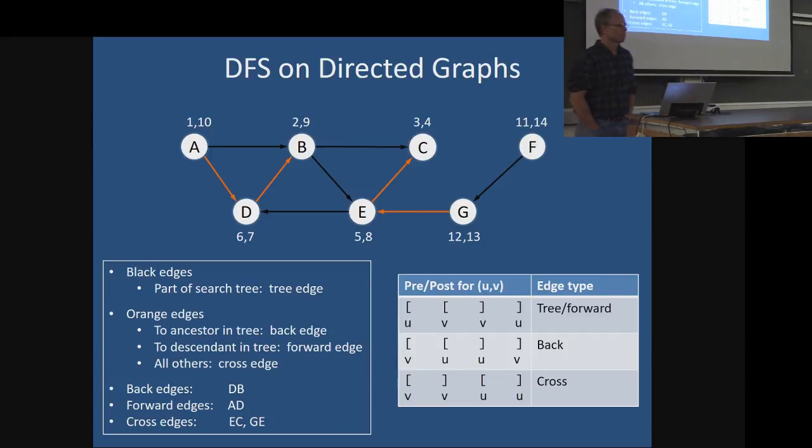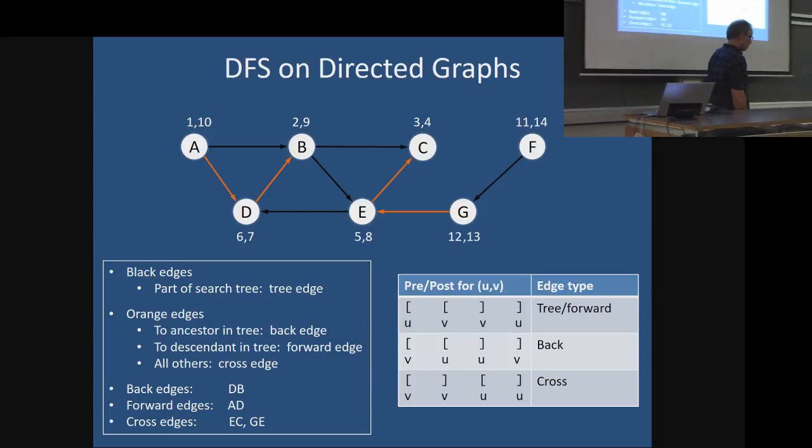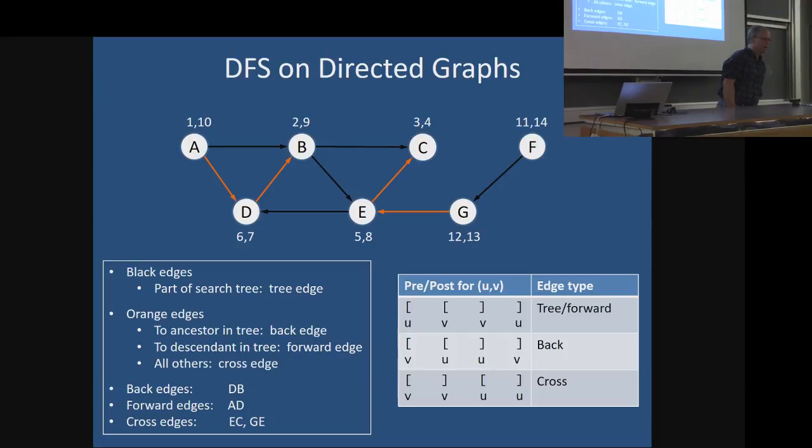Where you get forward and back edges depends on where you start in the graph. If you started at F, you would have had different back edges and forward edges. It's not a property of the graph; it's a property of the search.